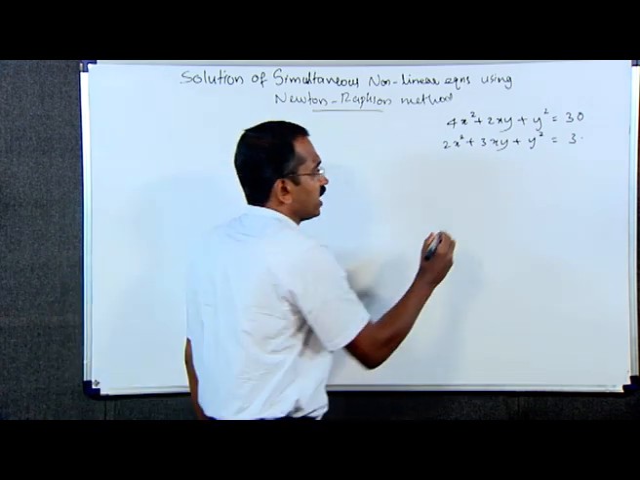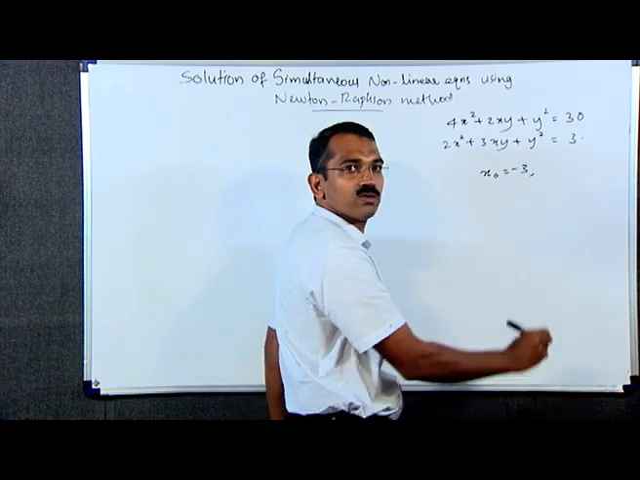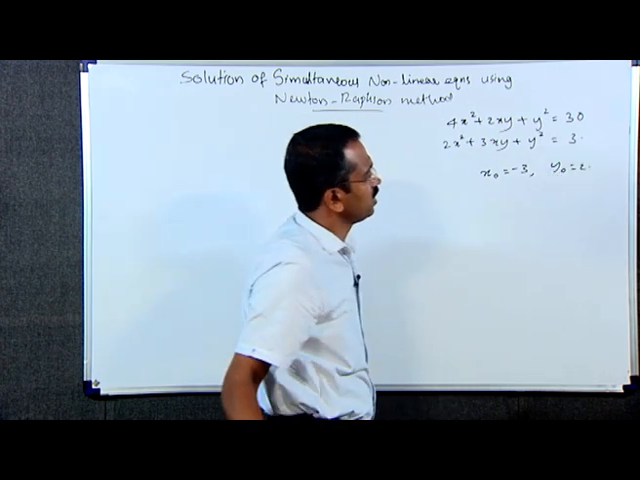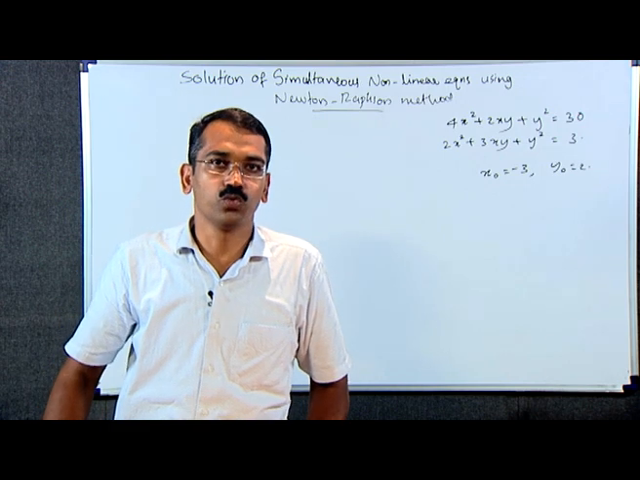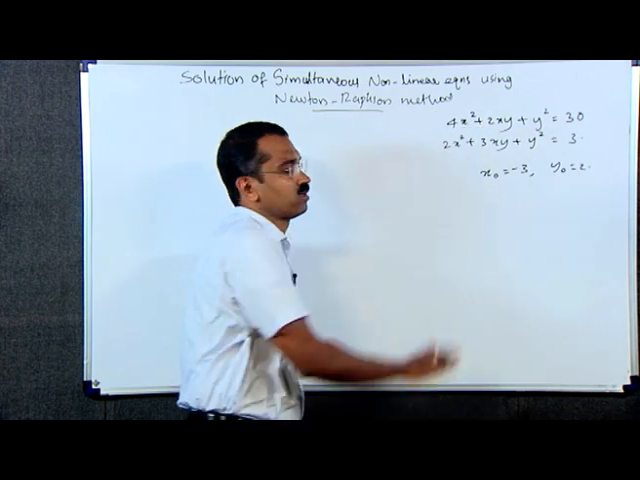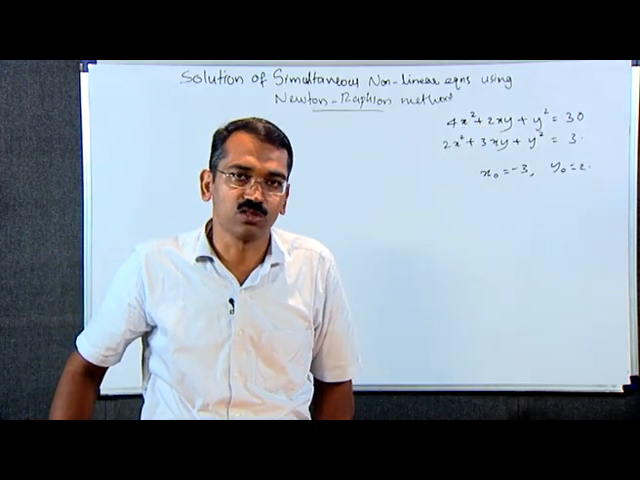Given that x0 is equal to minus 3 and y0 is equal to 2. These are the initial approximations. Then we want to find the solution of these simultaneous equations correct to 3 places of decimals.